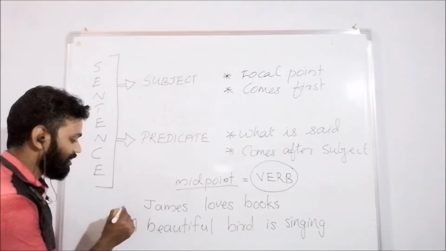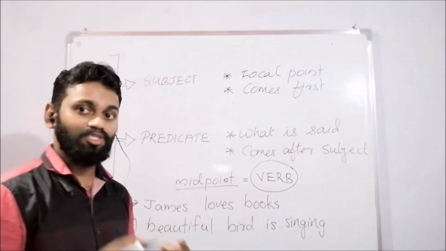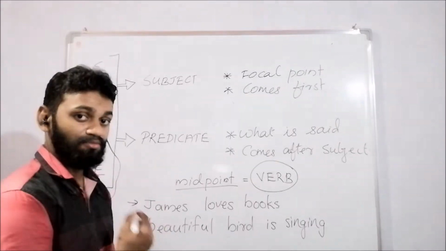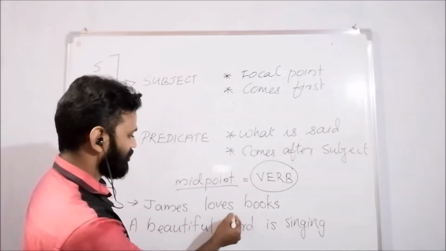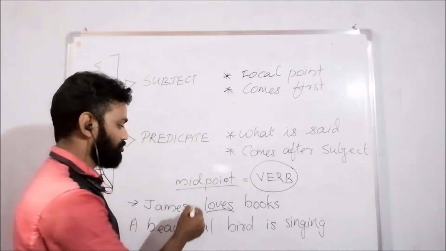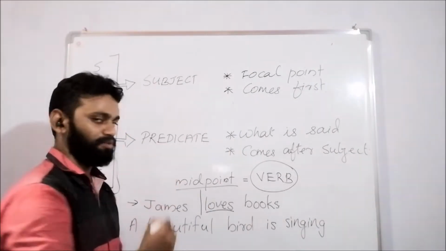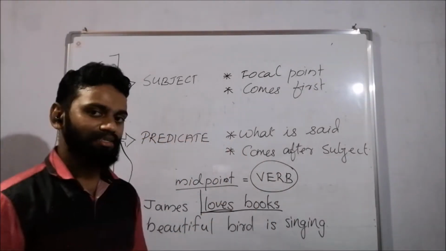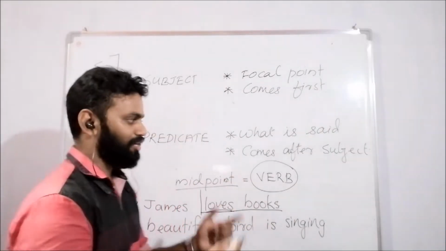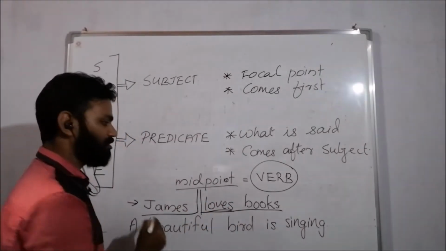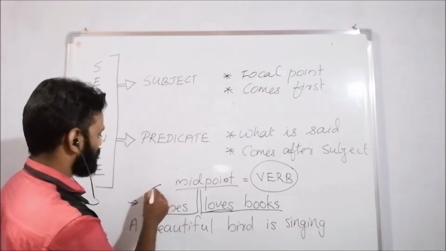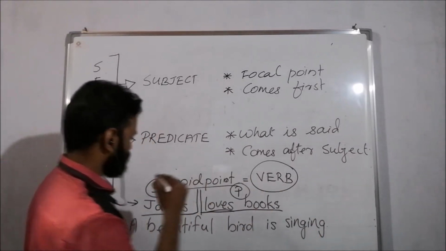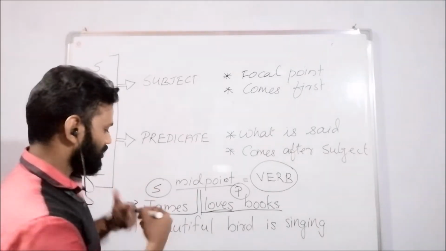Now, let's find out the subject and predicate of the sentences we have written here. The first sentence I have written on the board is James loves books. And in this sentence, where is the verb? The verb is here, loves. And I'm going to put a line here before the verb. And whatever comes after the verb is part of the predicate. And whatever obviously comes before the verb is the subject. So this is S and this is P. Loves books, predicate; James, subject.